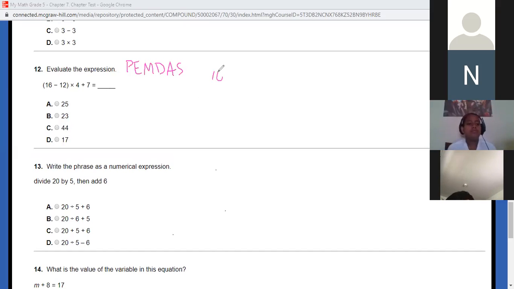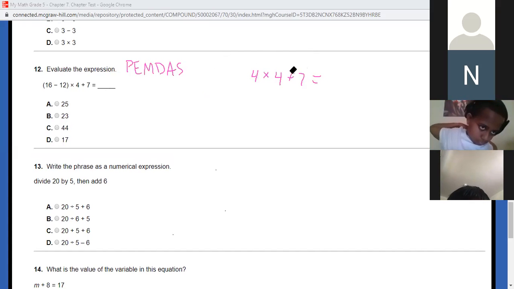Yes, so I start with 16 minus 12. Oh, sorry, I'll do it like this. Minus 12. All right, so what's that? Jay, do you know? 4. Yes. So guys, my new problem is going to be 4, and then I can add the rest. Times 4 plus 7 equals blank. Okay? So now I have this. There's no more parentheses. So now what do I do first?